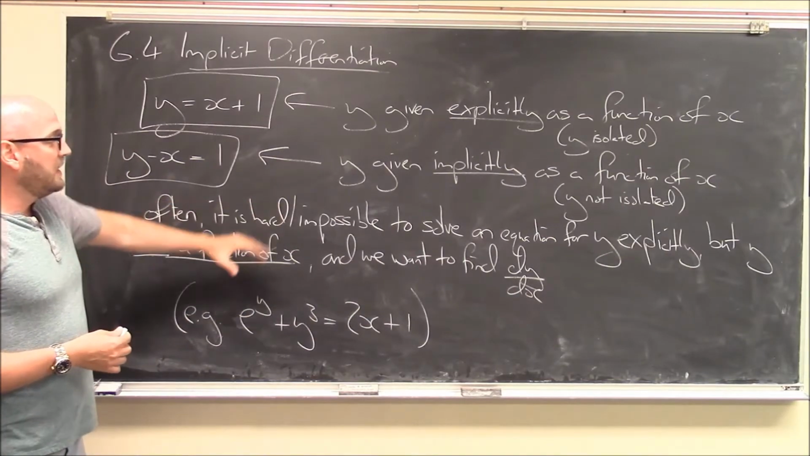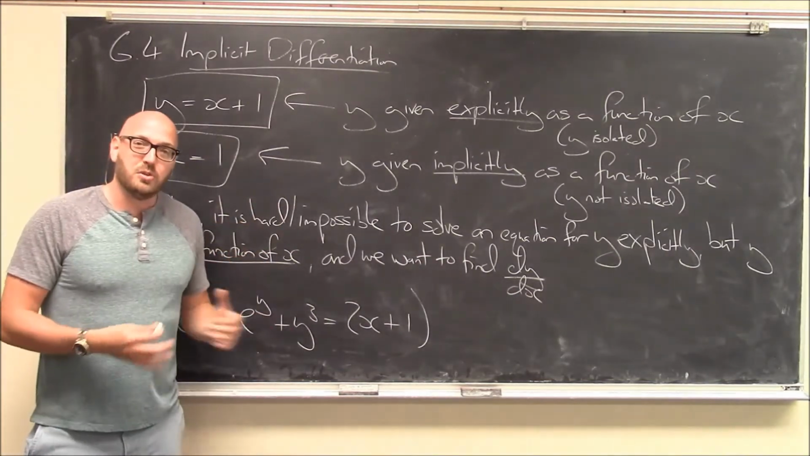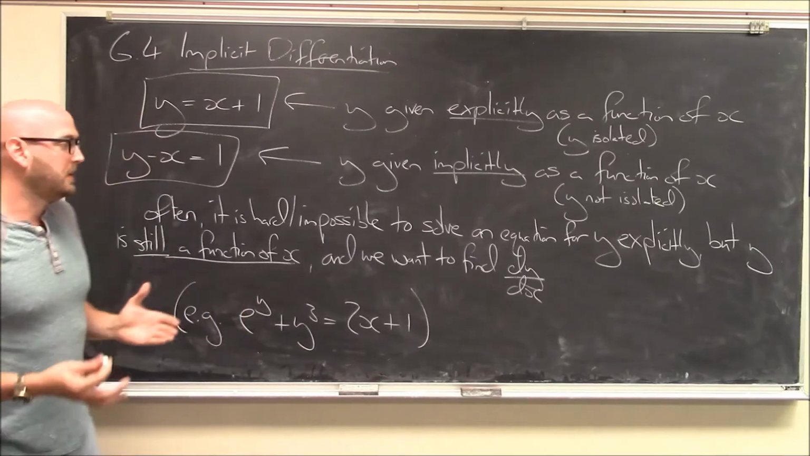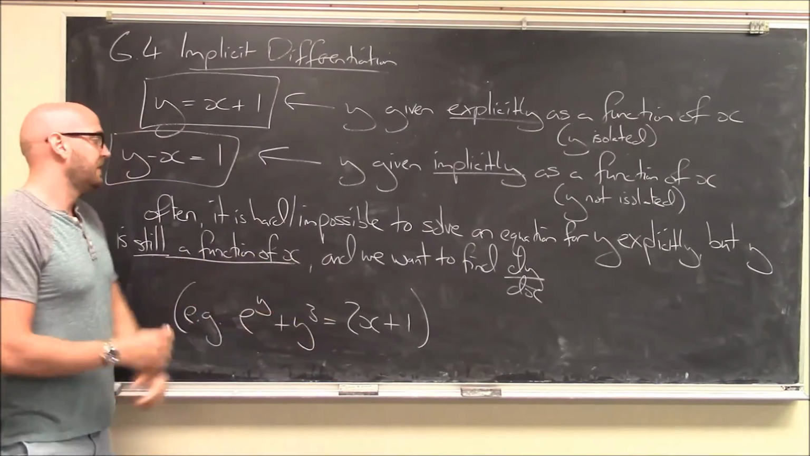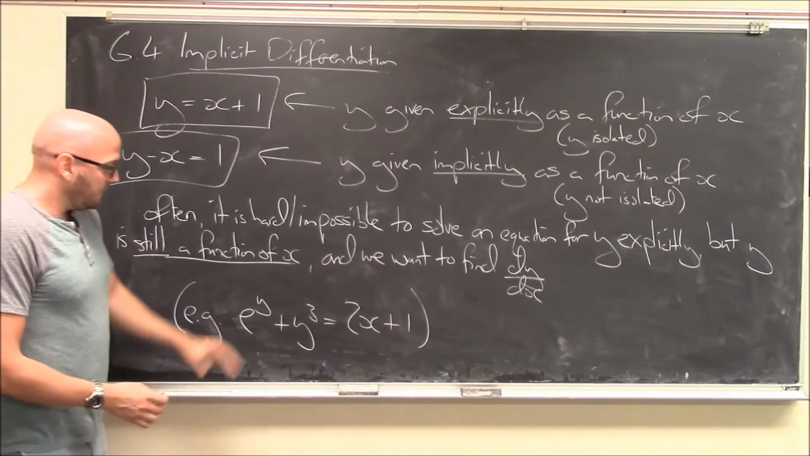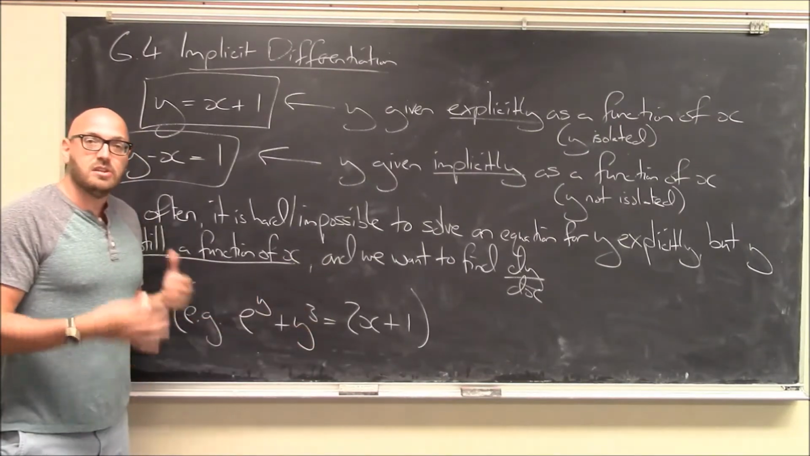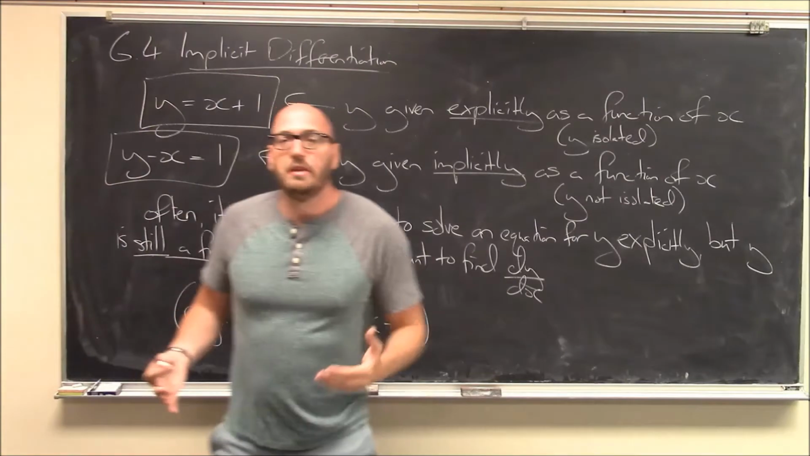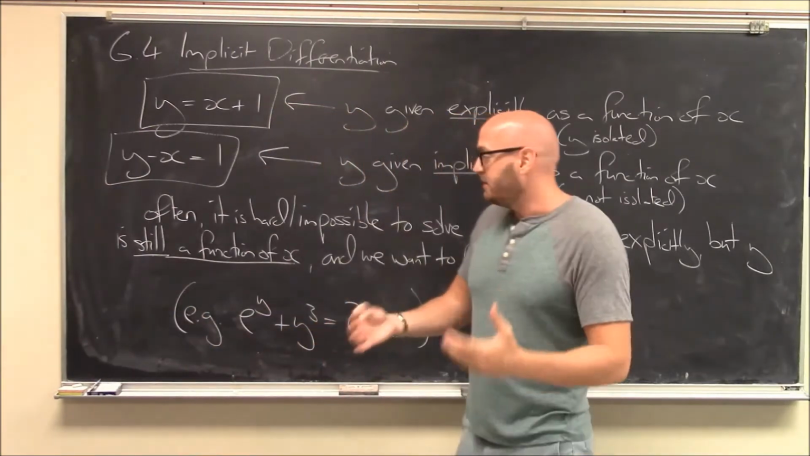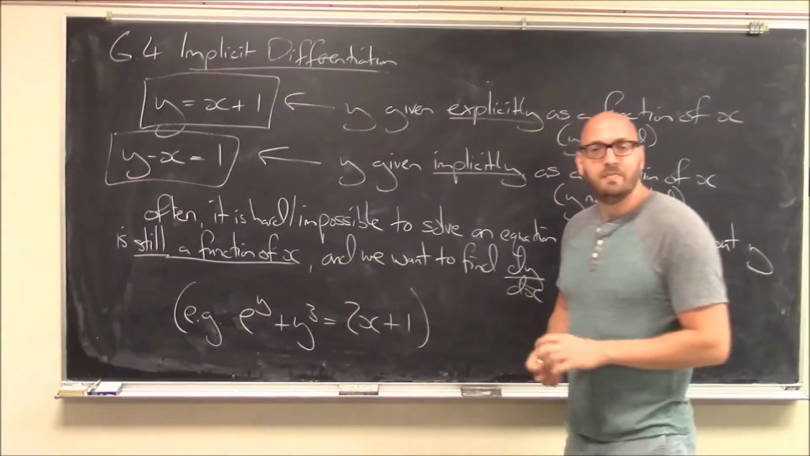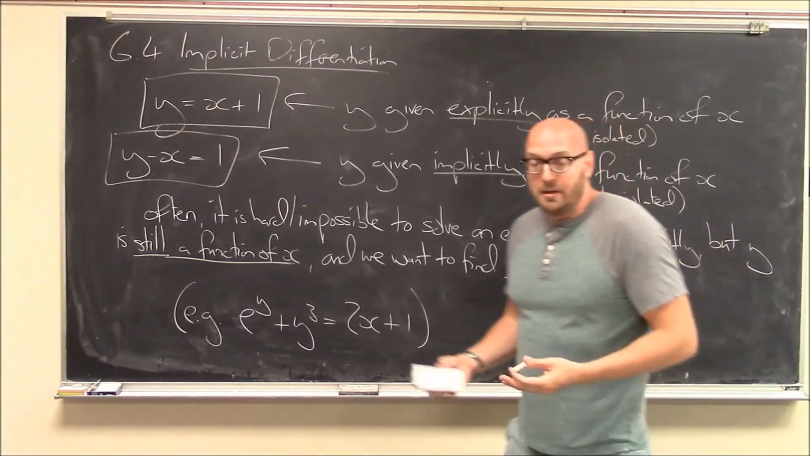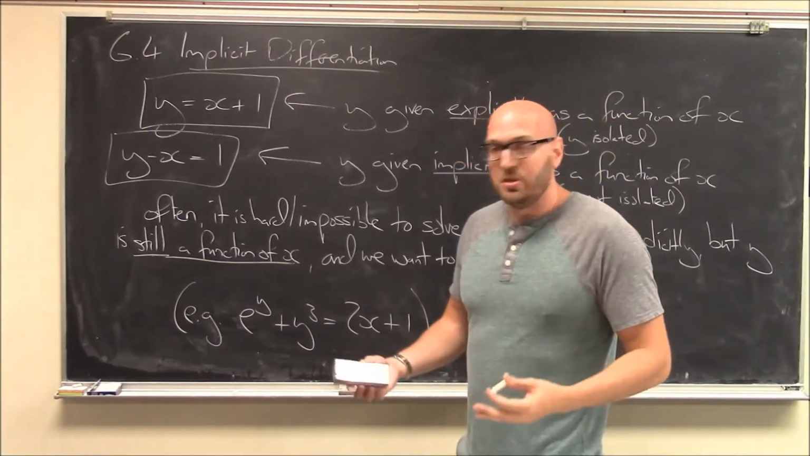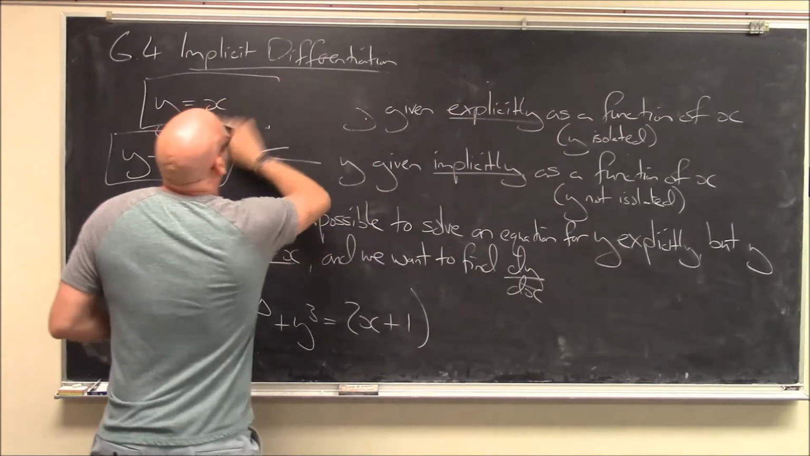So, like I said, it's often hard or impossible to solve explicitly for y as a function of x. The best we can do is give y implicitly as a function of x. And even so, y is still a function of x, so we still want to talk about its derivative with respect to x. What is dy over dx? How do we find it? That'll be the rest of the section. I think I'll just jump straight into examples and show you by example how this works.